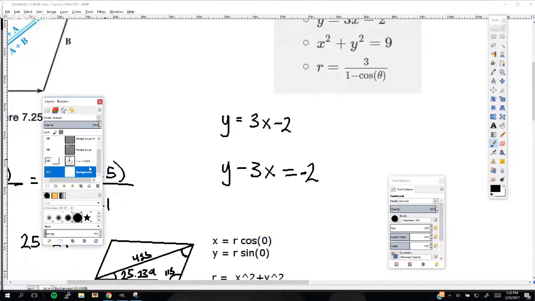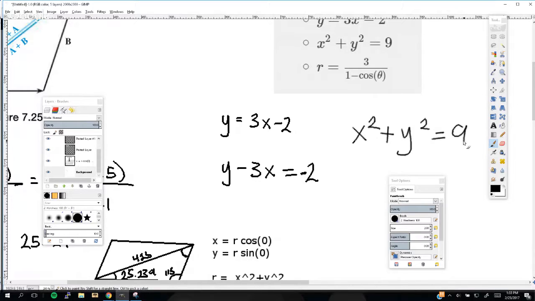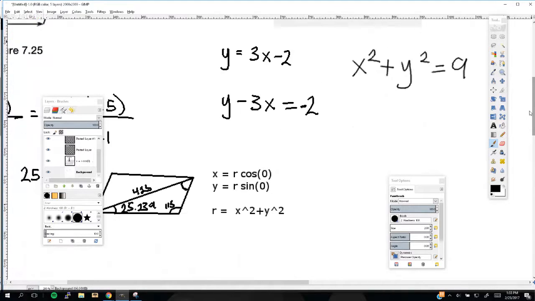For this one, you know that x squared plus y squared equals r squared, so you just replace that. You'd have r squared equals 9. And then I just took the square root, so it's plus or minus 3. r equals plus or minus 3. Yeah. Cool. Okay, that one isn't too bad. How was that?